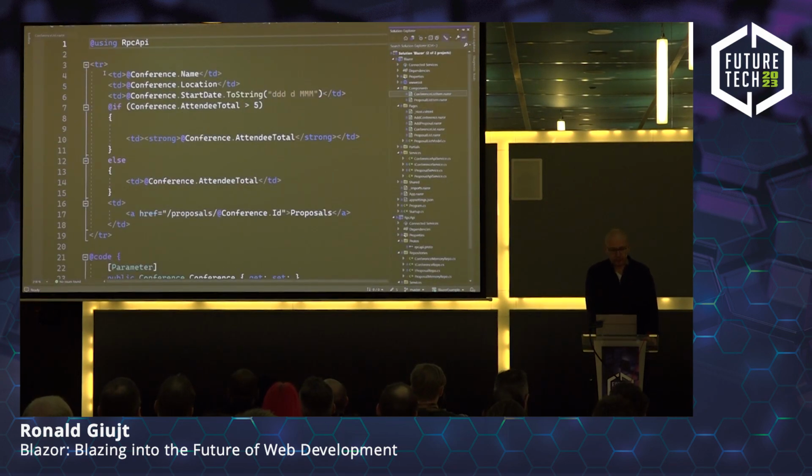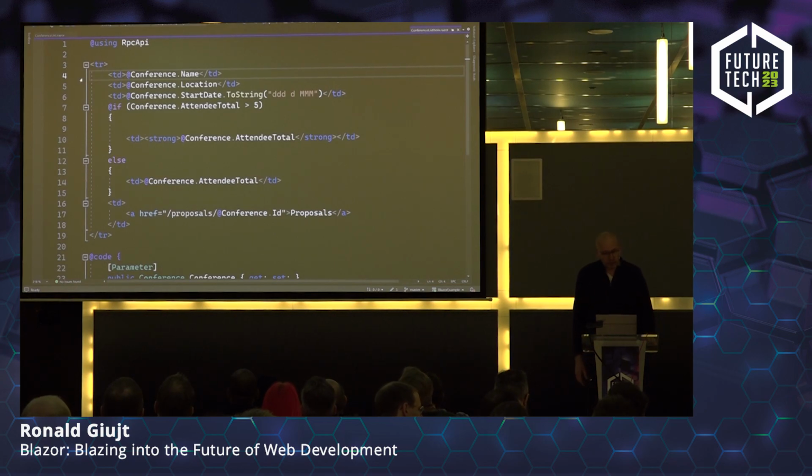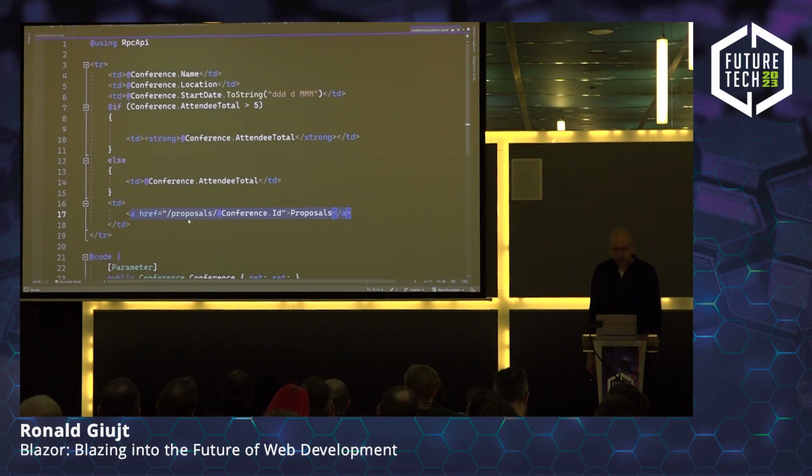Yeah, it's correct. Okay. So here we have just a TR. So this component is meant to be used within a table. So it just renders a TR, and then it takes a conference and renders that out in a certain way, right? And there's an if statement. If the conference attendee total is higher than 5, then use strong, and else use a normal TD. And I render a link as well to the proposals. That points to proposal/conference ID, which also is a property of conference.